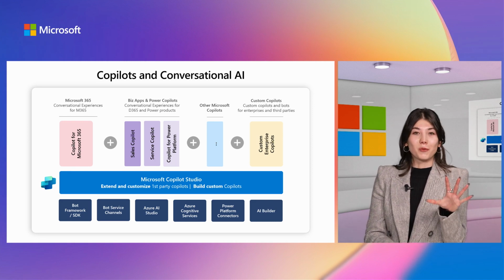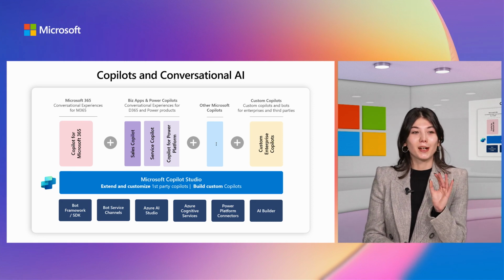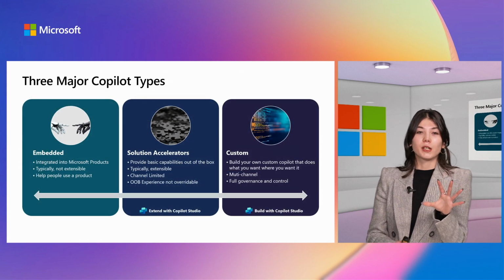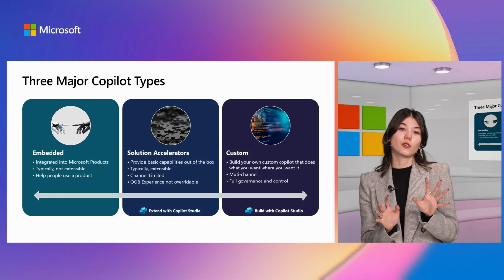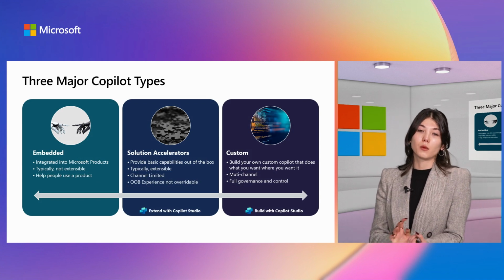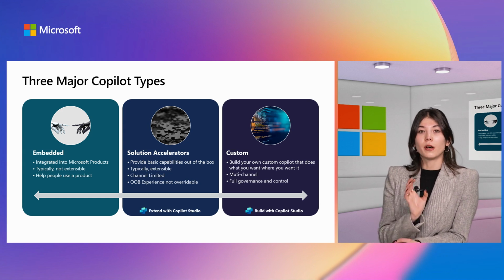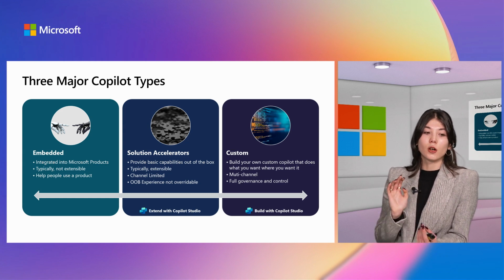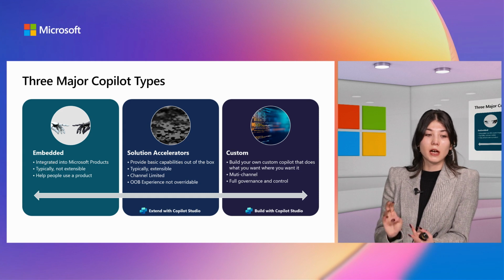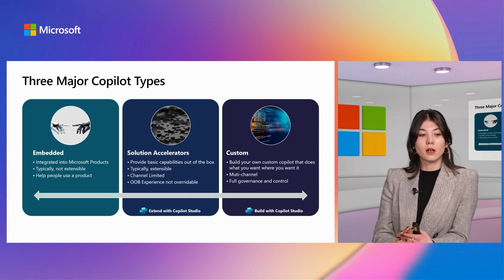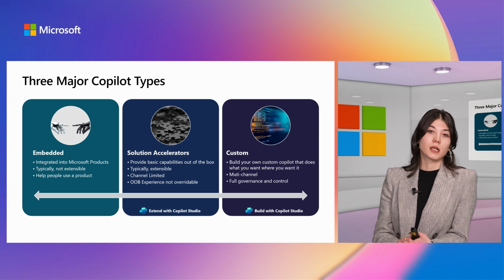All right, so just in case this was not clear enough, because I know it can be confusing, I'm going to explain again that there are three major types of Copilots within the Microsoft ecosystem. The first one are embedded Copilots. These are integrated within our products. They basically come out of the box by us, and they can typically not be extended.